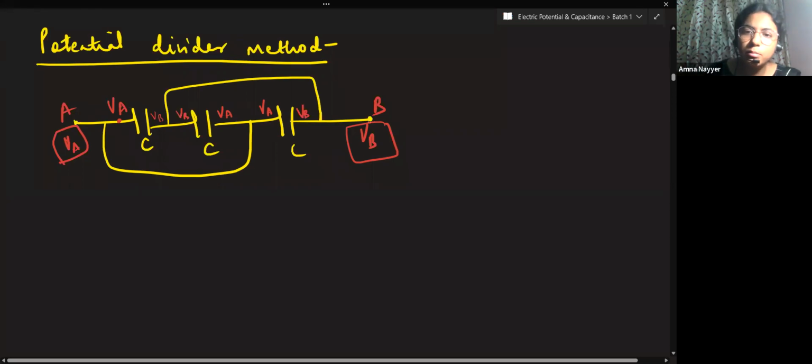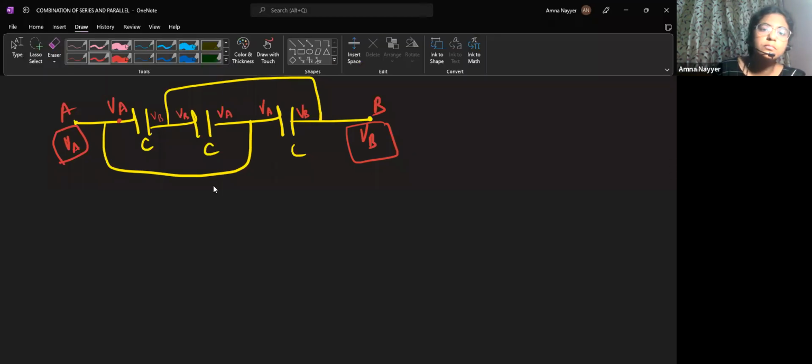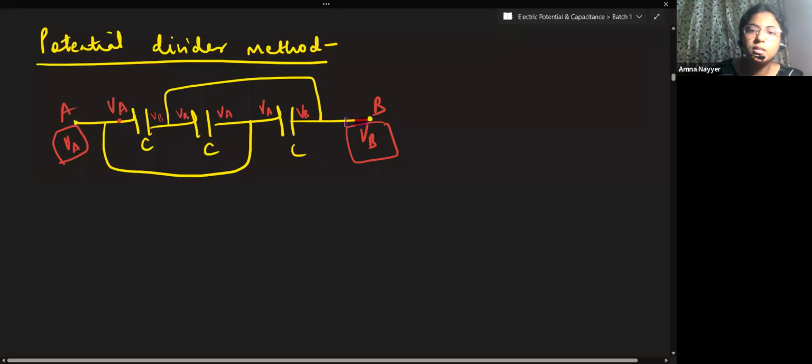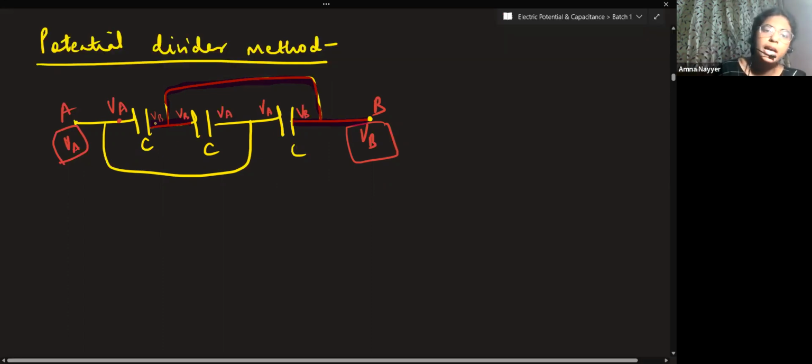Now move along with VB. Here you are getting what? See, move along with this. Till here you are getting VB. Move along with this wire. Till here you are also getting VB, and till this point also you are getting VB. It means this wire is VB. So whatever potential is there in this wire, write it as VB. And whatever potential is there in this wire, write it as VA.